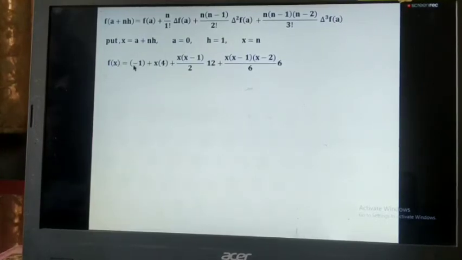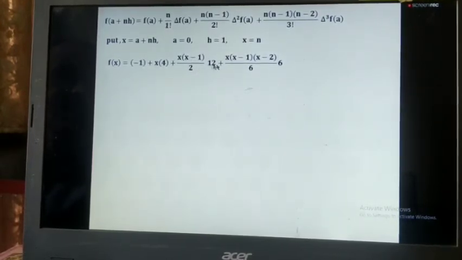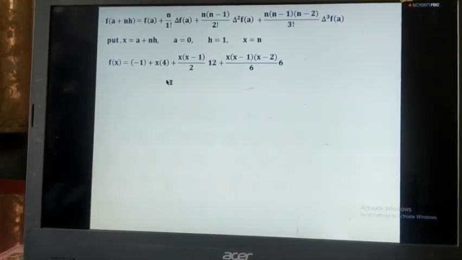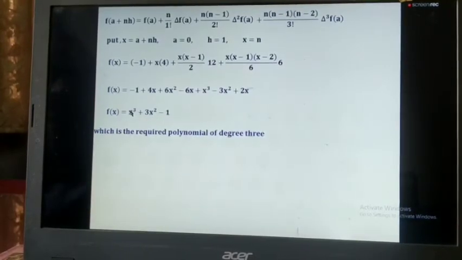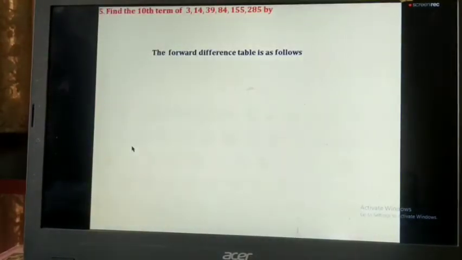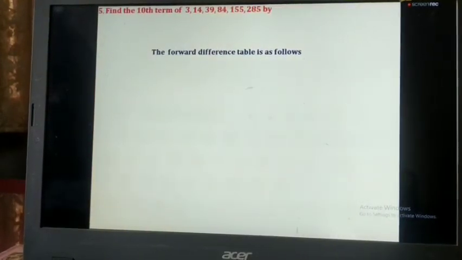A as 0 means f of 0, that is nothing but y0. Y0 is minus 1 from the table. Then x, because n is x, times delta f of 0, which is 4, the leading forward difference. N is replaced by x: x into x minus 1 by 2 into 12 from the table, the leading difference. Then x into x minus 1 into x minus 2 by 6, times 6. Simplifying this, we get f of x equal to x cube plus 3x square minus 1, which is the required polynomial of degree 3. So this is the method of constructing the polynomial with the help of the given data.